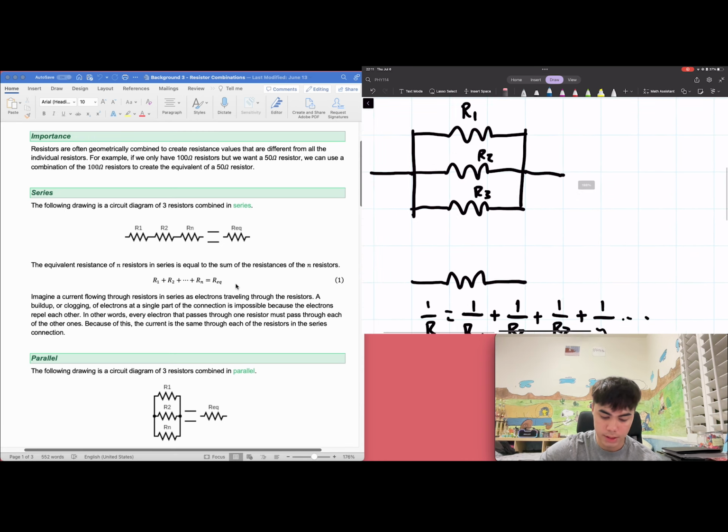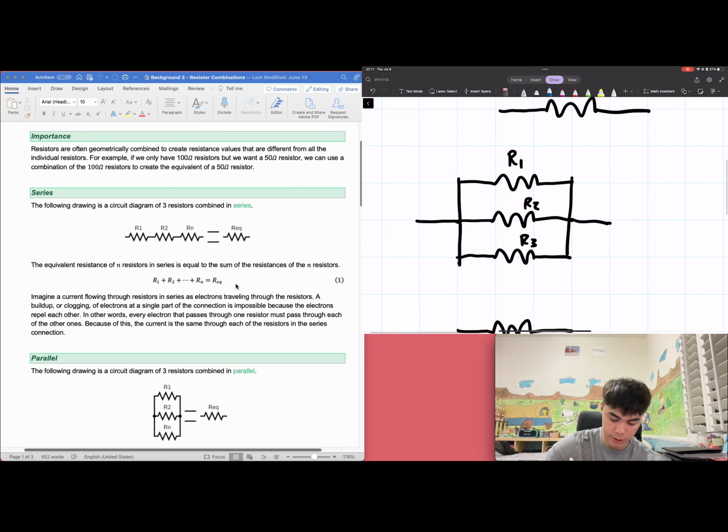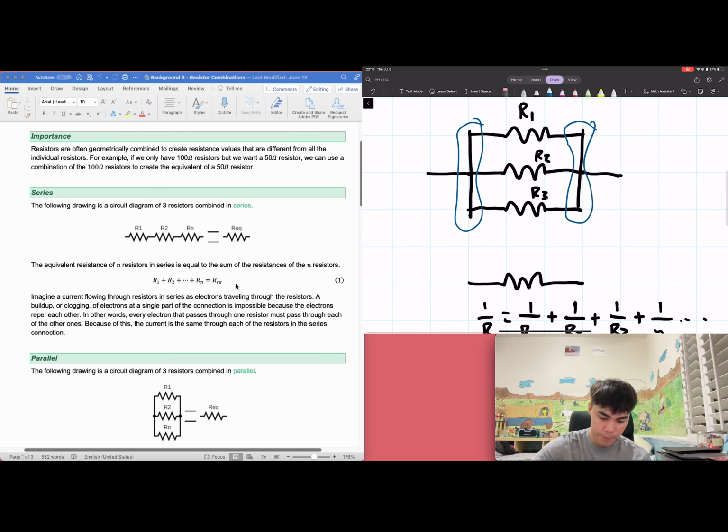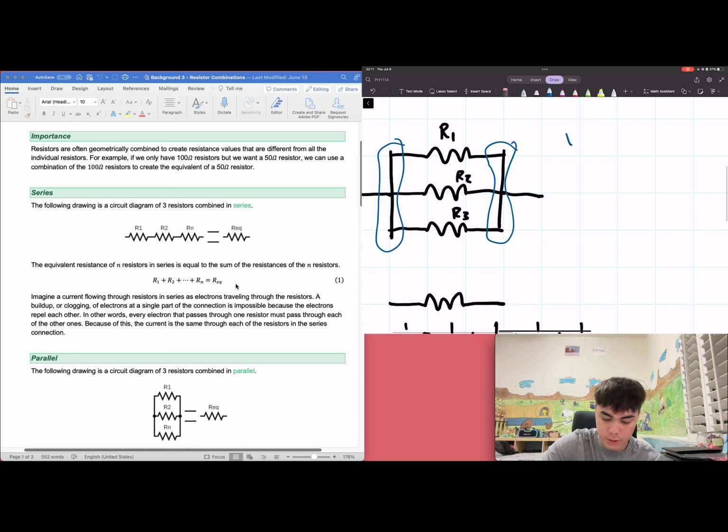For resistors in parallel, you can see right here, this set of wires all over here is one equipotential surface, and this set of wires all over there is another equipotential surface. So the voltage between those equipotential surfaces is the same for all the resistors. So the voltage across each resistor is the same. So you have V1 equals V2 equals V3.